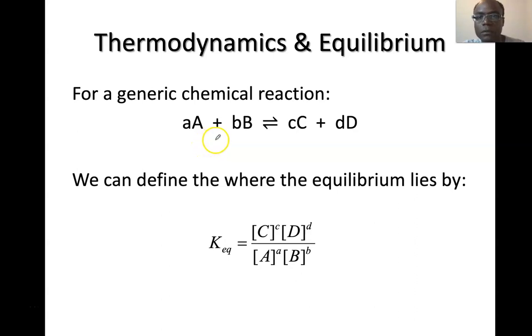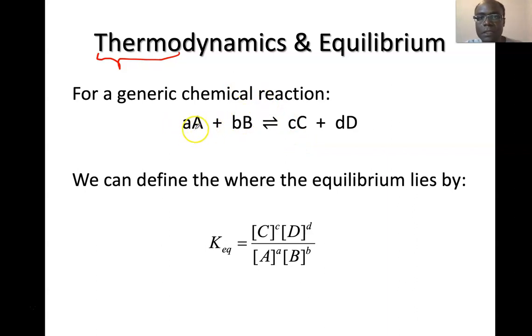There are ways to know which side of the equation will be more favored during or after a reaction. We call that thermodynamics. Thermodynamics deals with changes in the equilibrium with respect to temperature. So thermodynamics will help us understand which side of the reaction equation is favored. Is it the reverse, the forward? Is it the left, the right?